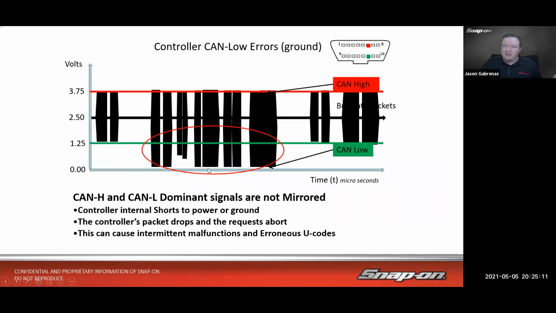Here's just another example, a different drawing of what that would look like. Not mirrored indicates we have a couple of these driving closer to ground. The high side's still good, but the low side's coming towards ground. That indicates internal shorts to power or ground, depending on which way it goes. If it goes down to ground, it's a short to ground. If it goes to power, it's a short to power. Once again, that causes intermittent malfunctions and U codes.